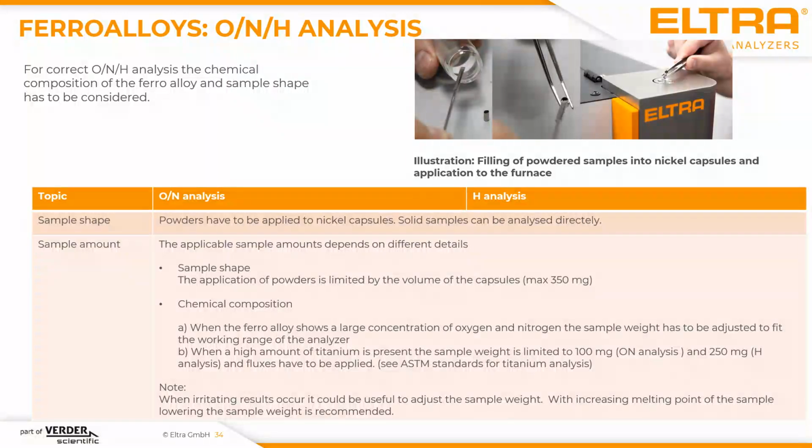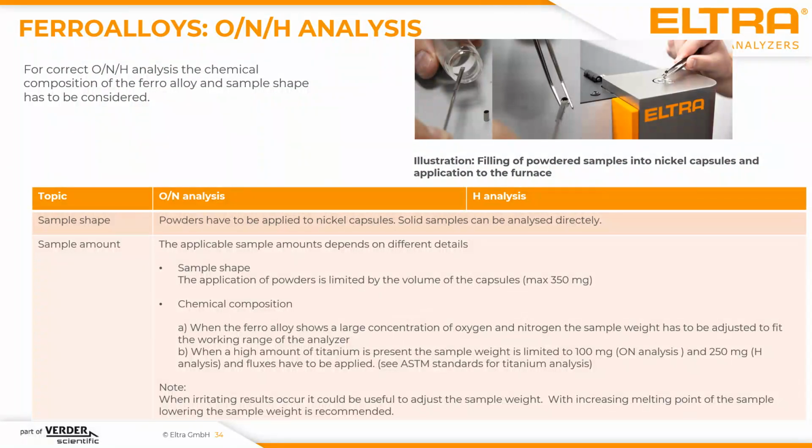The thing which is also important is the content of titanium. When you have a very high titanium content, for example, 50% and more, then you have to make sure that you do not use, I would say, a steel application. You have to make sure that you use the titanium application. And for titanium samples, the applicable sample amount is limited to 100 milligram for oxygen and nitrogen, and 250 milligram for hydrogen analysis.